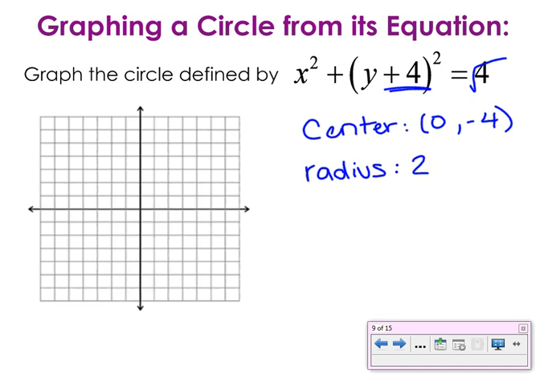1, 2, 3, 4. Plot my point, and then I'm going to count away 2. So 1, 2 to the right, 1, 2 up, 1, 2 to the left, and 1, 2 down. And draw in my circle. Remember, circles are curved, so there should not be points or look like diamonds.